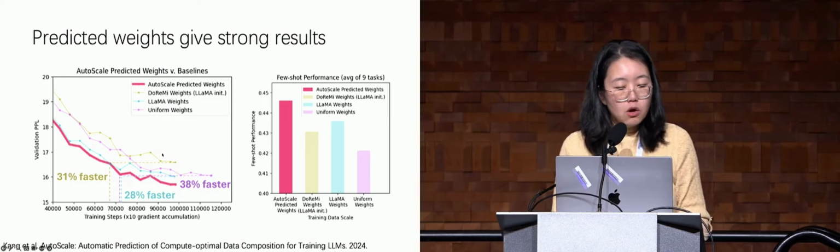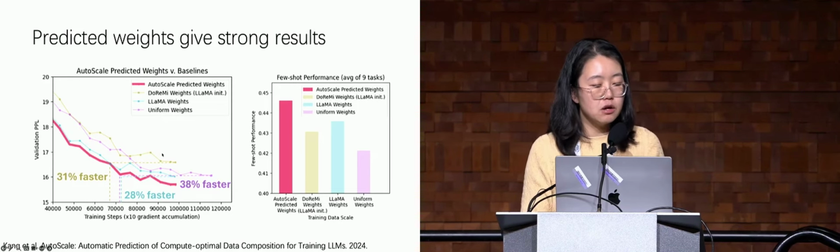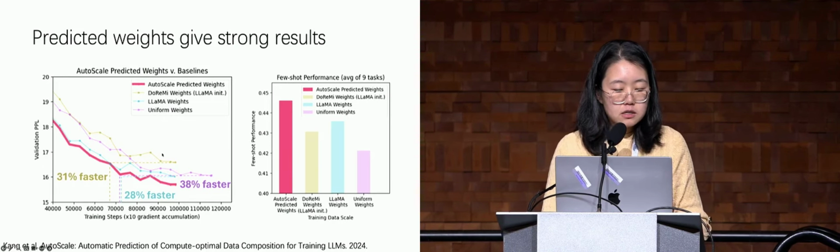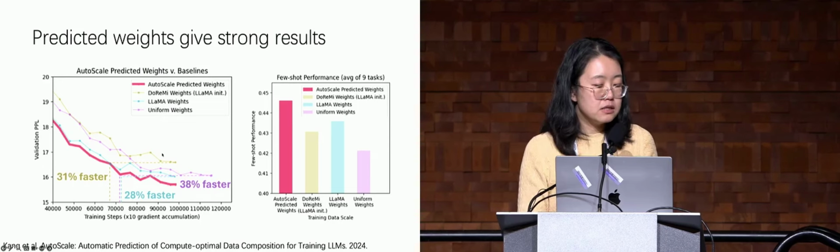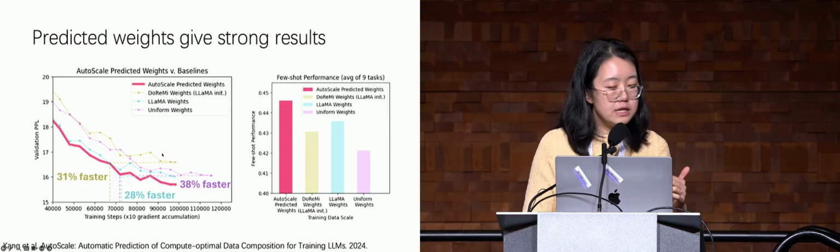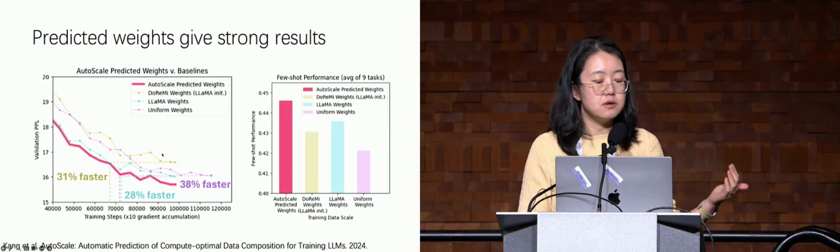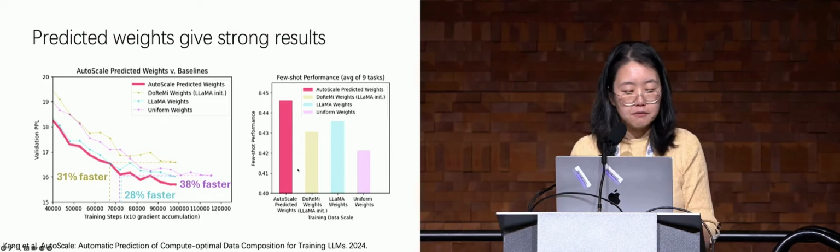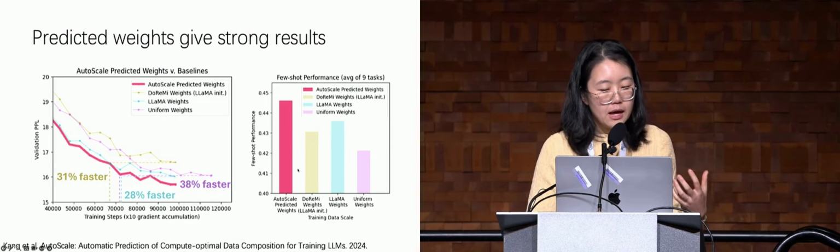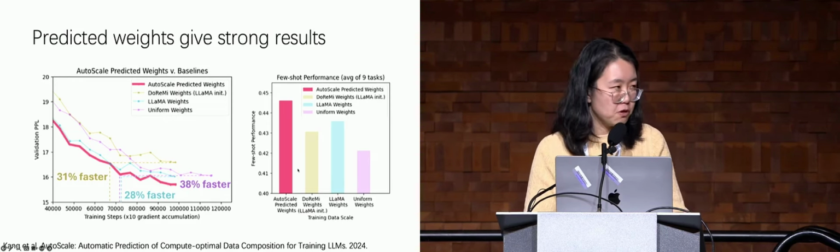Okay. So let's see how well this predicted allocation, or predicted weights, actually works empirically. Here, the AutoScale, the red line, represents the validation loss if you train on the weights predicted according to the scaling law in the previous slides, as well as the direct optimization framework that I have covered. The baselines are some existing work, as well as the weights that were used to train Llama models, as well as some uniform weights.